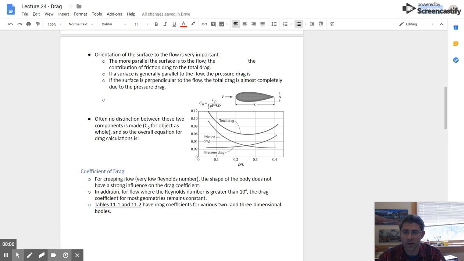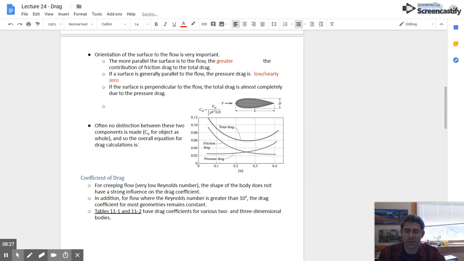The more parallel the surfaces are to the flow, the greater the contribution of friction drag is to the total drag. If a surface is generally parallel to the flow, the pressure drag is going to be low or nearly zero. If the surface is perpendicular to the flow, then the total drag is almost completely due to the pressure drag.